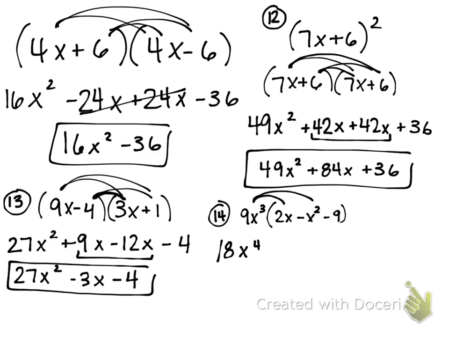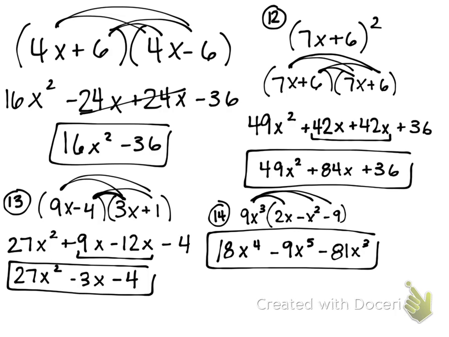9x cubed times negative x squared. So what's that going to be? Negative 9x to the 5th. Remember, we want to add. And 9x cubed times negative 9 is? Very good. Now with these, we typically won't have like terms to combine. That is our final answer. Number 15.